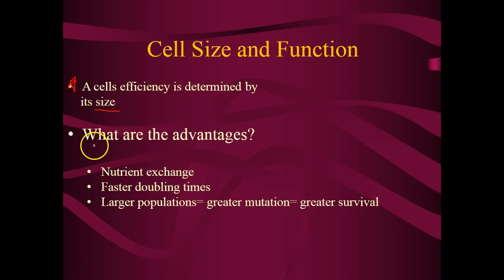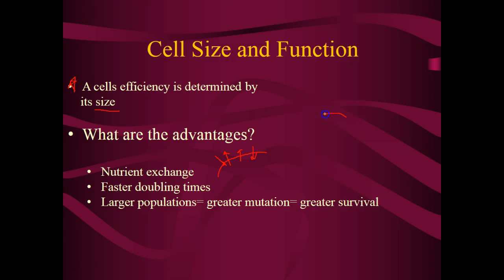And so what are the advantages of a cell size or a cell surface area to volume ratio? That's where all of our nutrients are exchanged. If this is the cell surface area, all of our nutrients are going in and out. Our waste products are going out, and our oxygen's going in. All of these things happen at the surface.